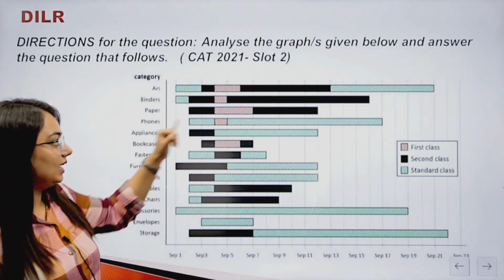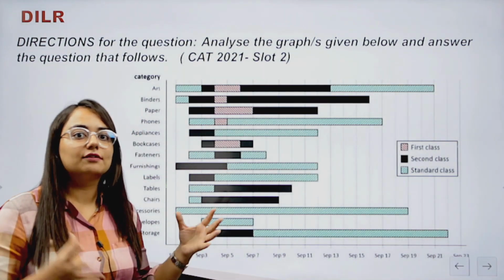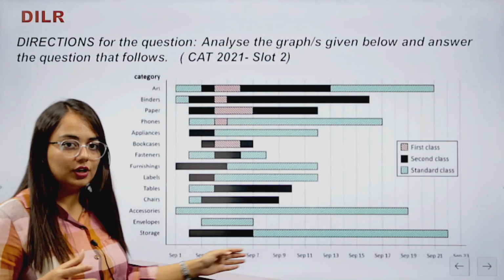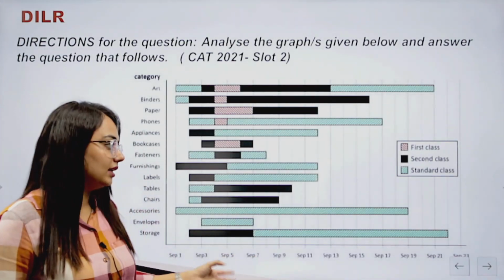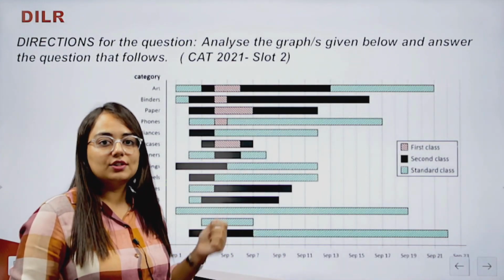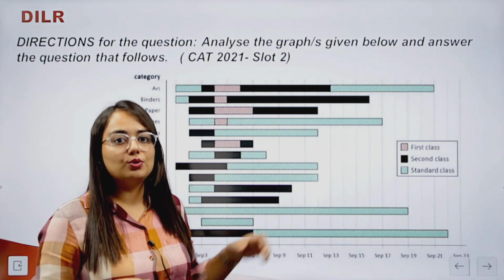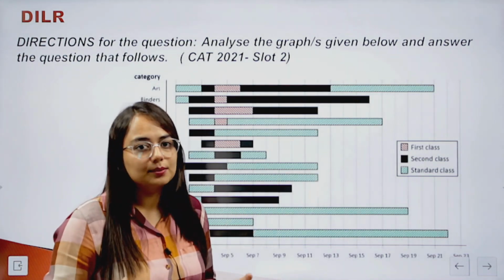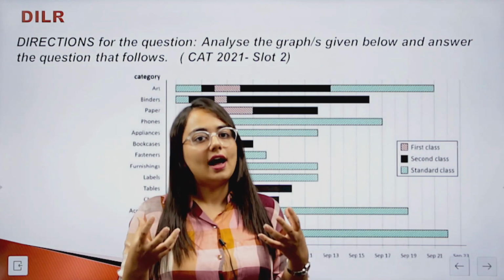So these tables represent the orders that were placed in the first 2 weeks of September. Certain dates are given, and on the basis of this, you will be asked in the question to analyze the table and answer some questions on percentages or averages.